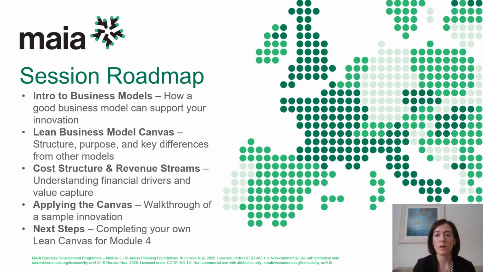We'll then focus on cost structure and revenue streams, two essential parts of the canvas. Here we'll discuss how to identify your key costs, think about fixed versus variable expenses, and choose revenue models that align with your value delivery. After that, we'll move to applying the canvas. I'll walk you through a completed example for a sample innovation so you can see how the different elements connect and reinforce each other. Finally, we'll outline your next steps, which will involve downloading the Lean Canvas template, completing it for your own innovation, and preparing to use it in the funding strategy work we'll cover in Module 4.